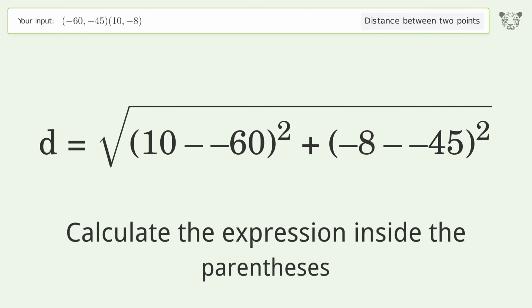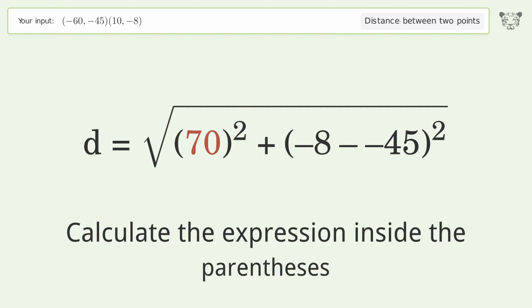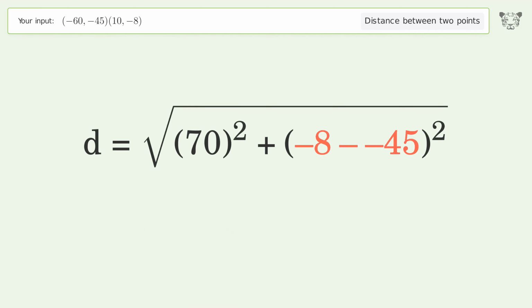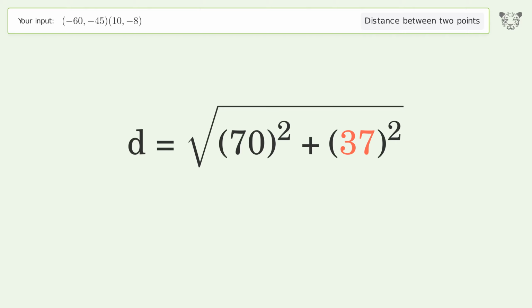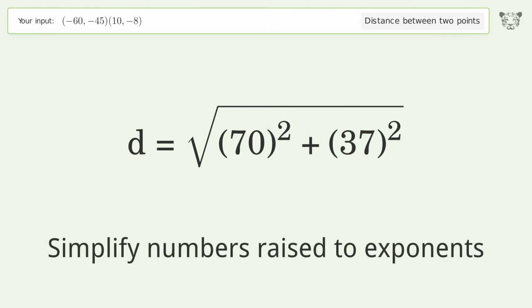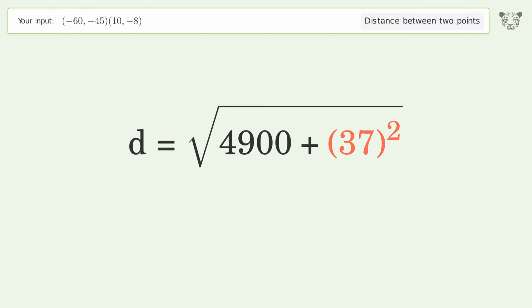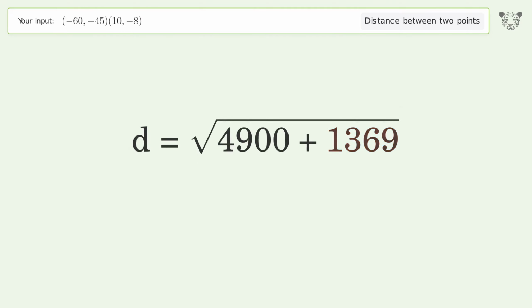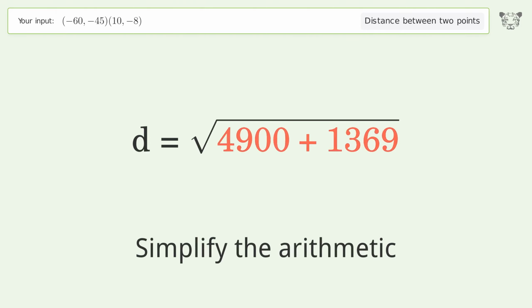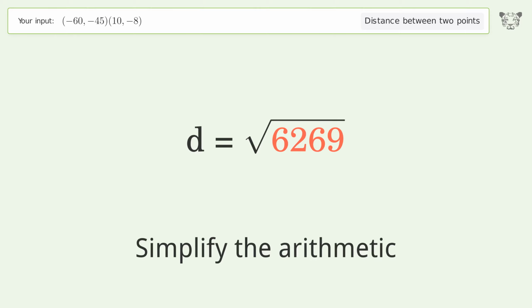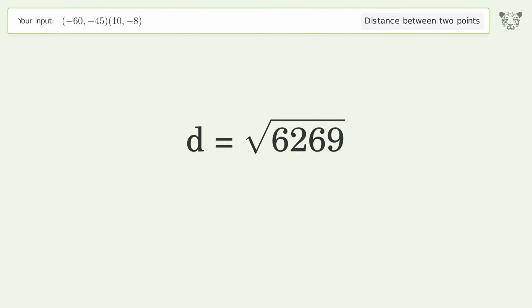Calculate the expression inside the parentheses. Simplify numbers raised to exponents. Simplify the arithmetic. And so the distance between the 2 points is the square root of 6,269, or 79.177.